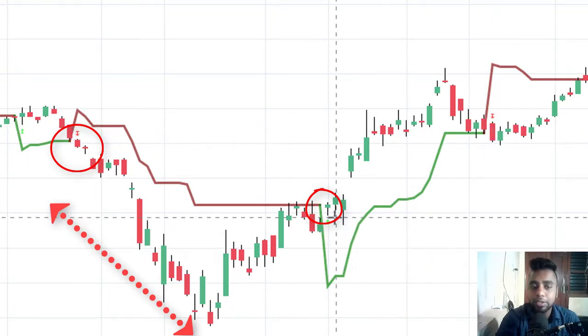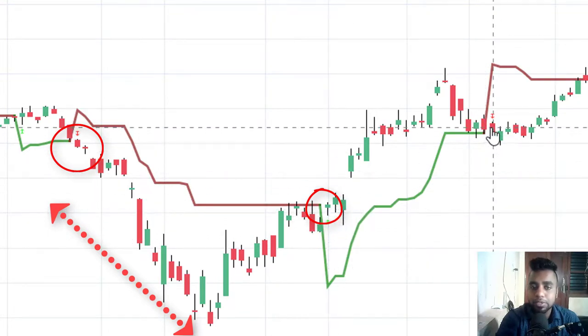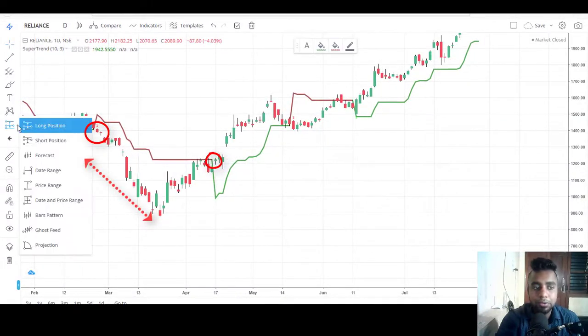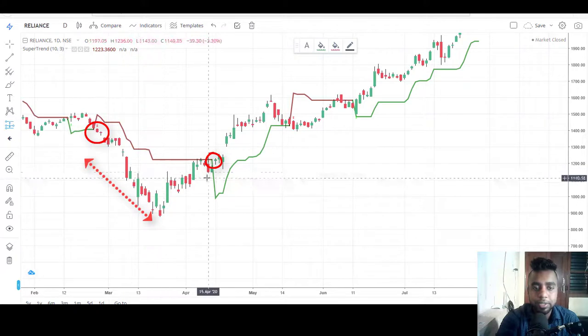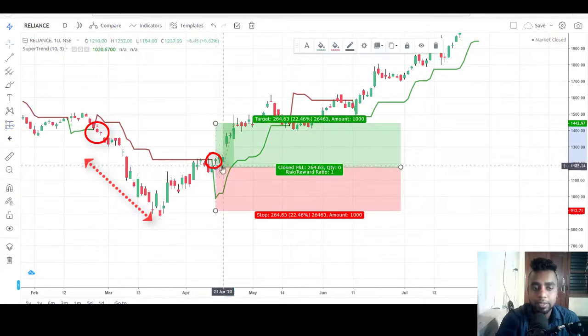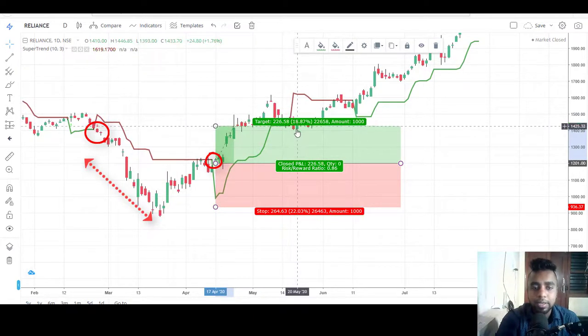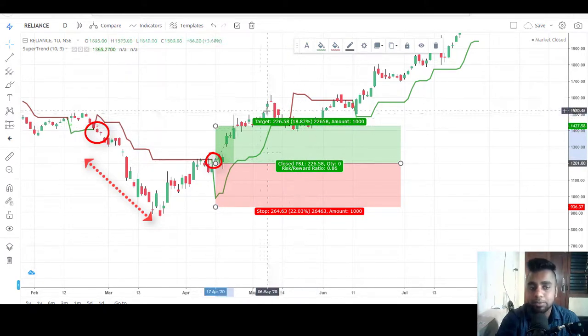So technically, if you would have entered the trade and closed this trade, let's measure. To measure this, you have to take the drawing tool, go to drawing and select long position. Let's assume this is our entry, and let's assume this is our exit, because this is where we got the signal. If you could have entered this trade, you could have easily made 18.87, almost 19% profit in this time period.